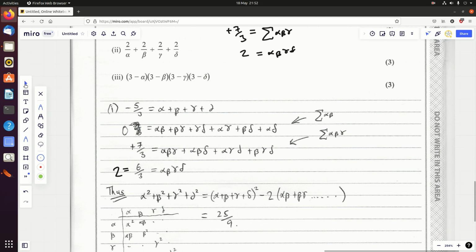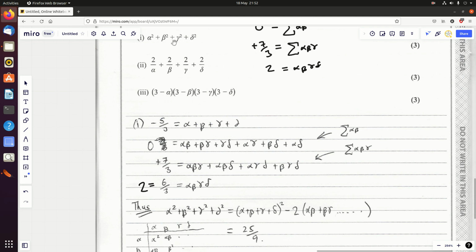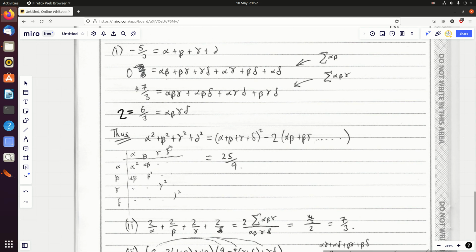So, in order to work out this first one, I thought this one doesn't look too bad. I know that if I want to get alpha squared plus beta squared plus gamma squared plus delta squared, I take alpha plus beta plus gamma plus delta all squared. I draw out a little grid here, and I don't have to fit it all in because I quickly see what's going on. You get the alpha squared, beta squared, gamma squared, delta squared, but then you need to take away 2 times, well look, you've got 2 alpha betas, you'll get 2 alpha gammas.